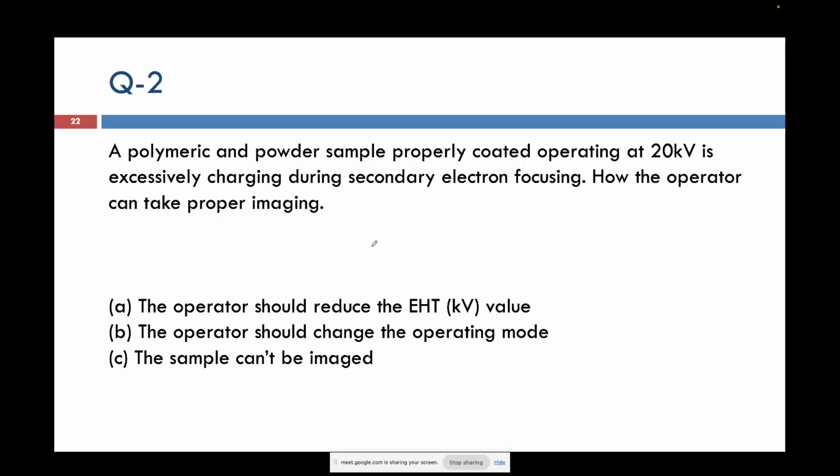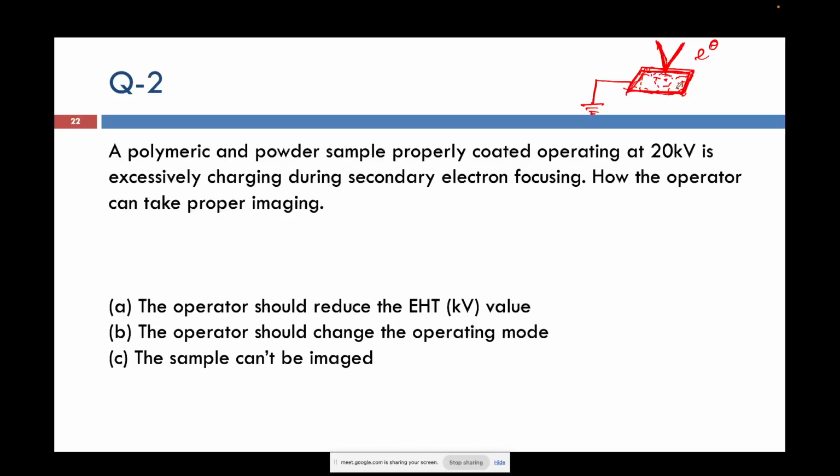Let's say this is my sample and the electron beam is coming. This scanning electron microscope stage is made in such a way that these things are grounded. If the negatively charged electrons start accumulating on top of my sample, then after some time the incident electron beam will be covering my sample area totally.